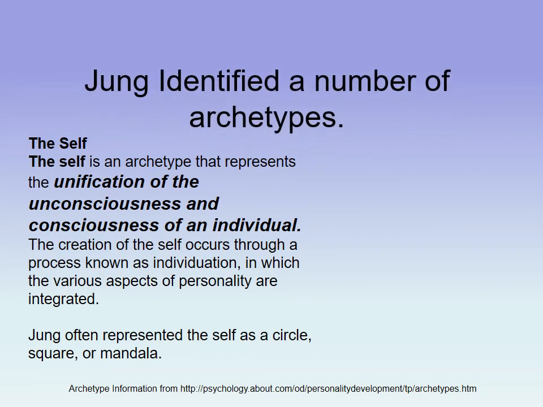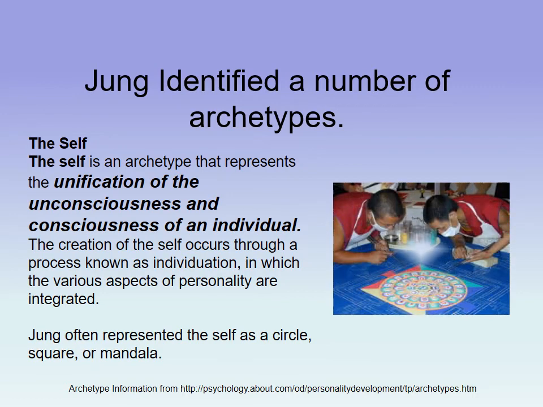So he identified a number of archetypes, and you can really go more into detail with this if you want to. One that he talks about is the self. The self is an archetype that represents the unification of the unconscious and the consciousness of an individual. The creation of the self occurs through a process known as individuation, in which the various aspects of personality are integrated. Jung often represented the self as a circle, a square, or a mandala.